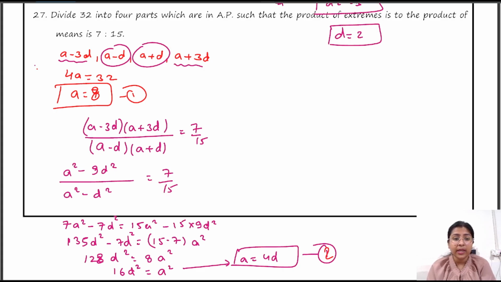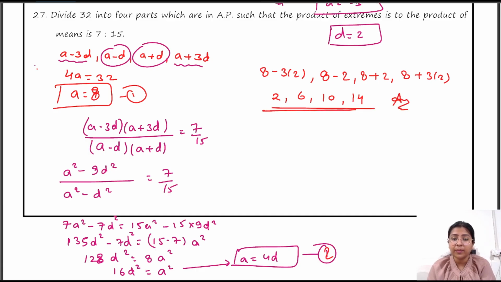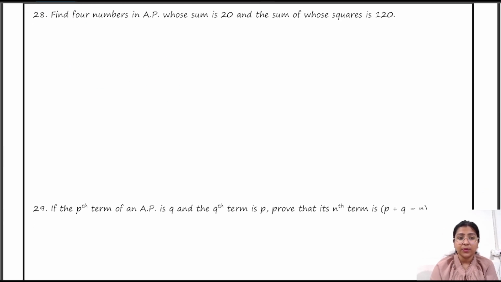So the numbers are A, that is 8 minus 3D, 8 minus D, 8 plus D, 8 plus 3D. Yes, so the numbers are 2, 6, 10 and 14. These are the required numbers whose sum is 32 and the ratio of the product of the extremities to the means is 7:15. You can verify it by putting the numbers, terms. Yes or no? This question is clear? Okay, now the next question.